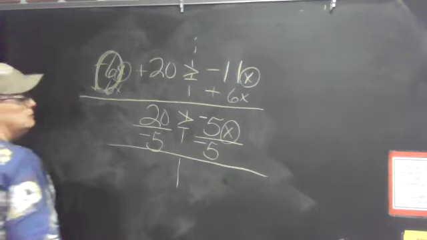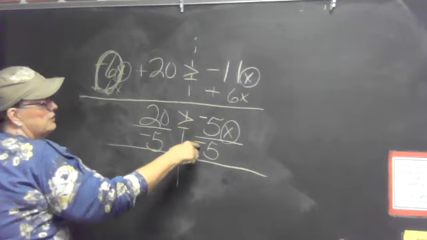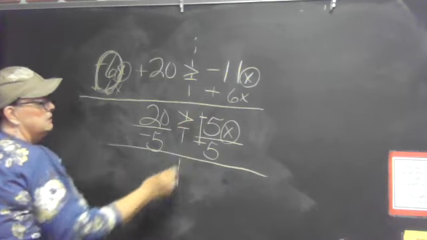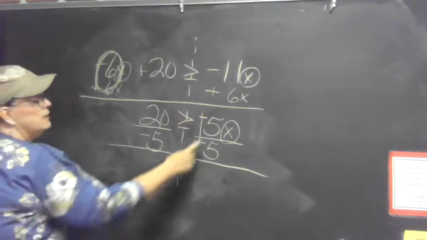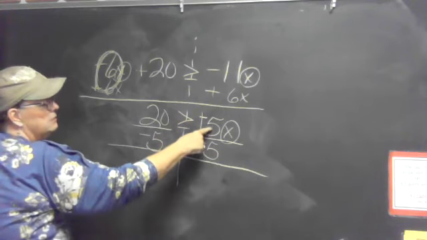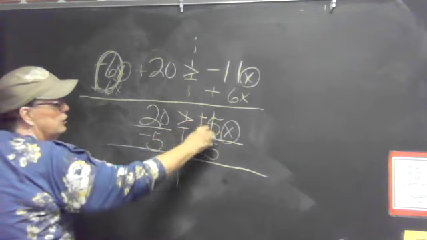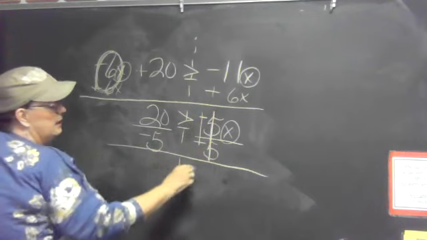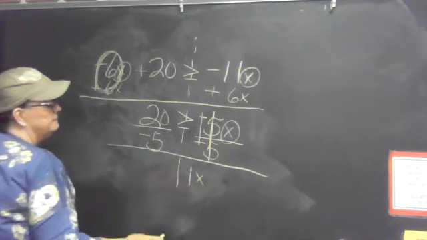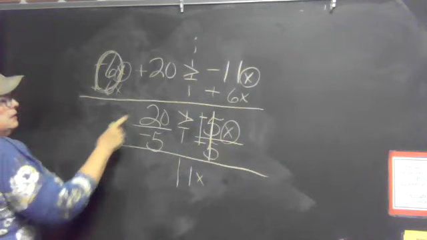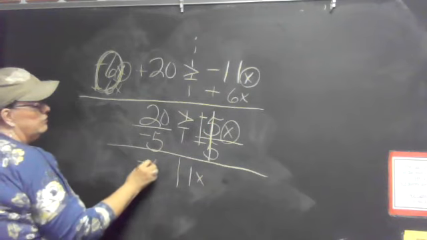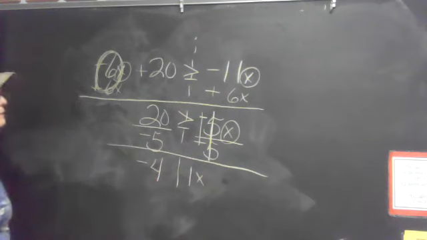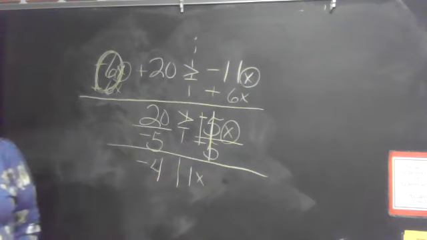When I do, two negatives in a fraction cancel each other out, making it positive. 5 divided by 5, any number divided by itself will give you 1. Don't put a 0 there. It's 1. So on this side, I have a 1x. And on this side, I have a negative 4. Okay? This is a good one, Naomi.